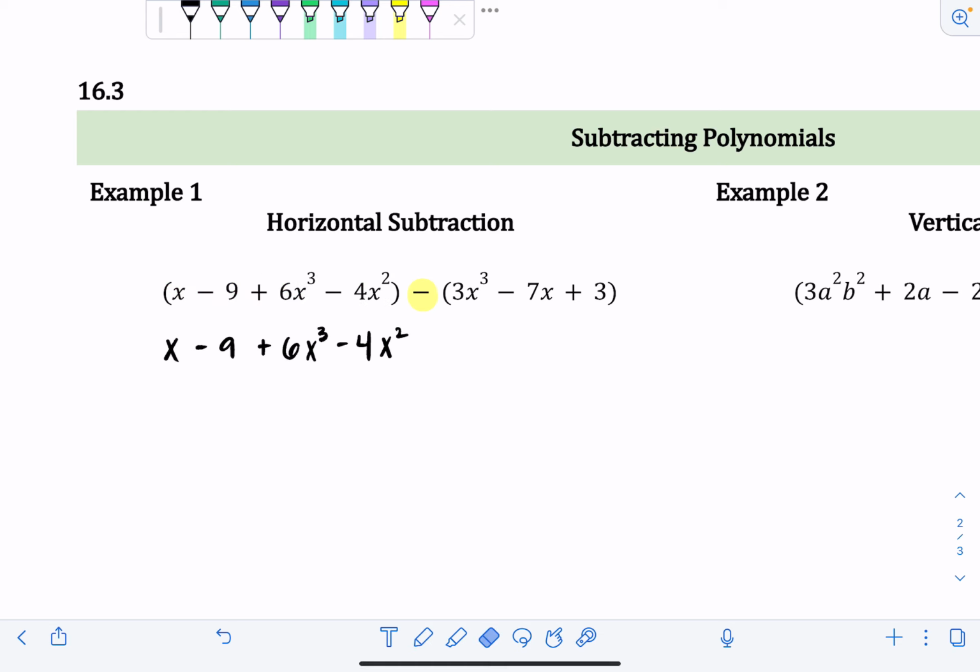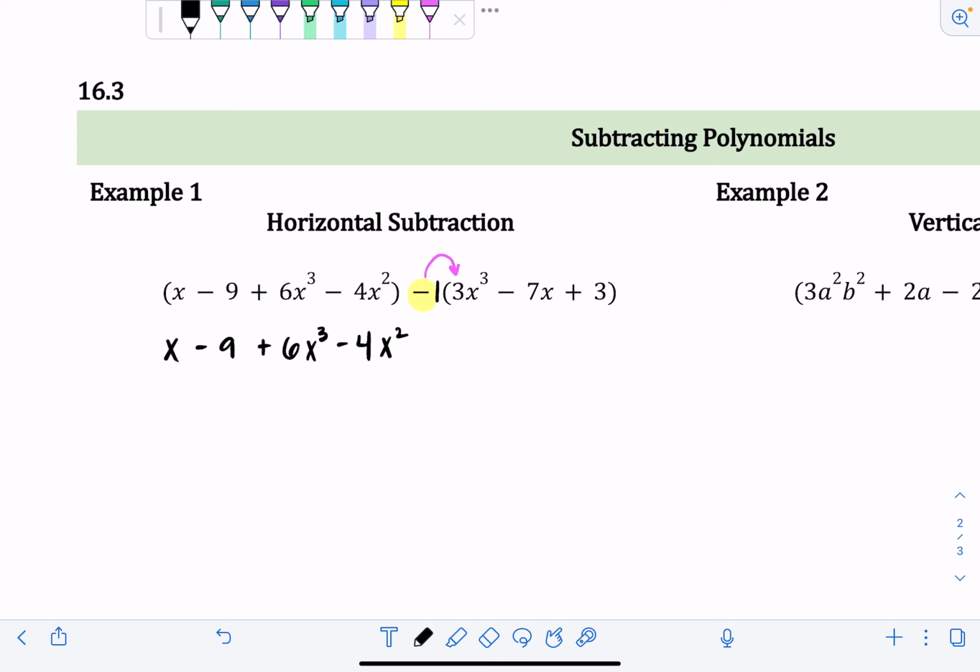So for this one, I recommend writing this step. I don't recommend skipping this in any way for subtraction. With addition, it's okay, it doesn't make a big difference, but for subtraction, it does. Okay, so the next step is to take that negative and distribute it. And we can think of it as distributing a negative 1, because if I don't have a number in front of something, I can always say there's a 1 there. So I would do negative 1 times 3x to the third power.